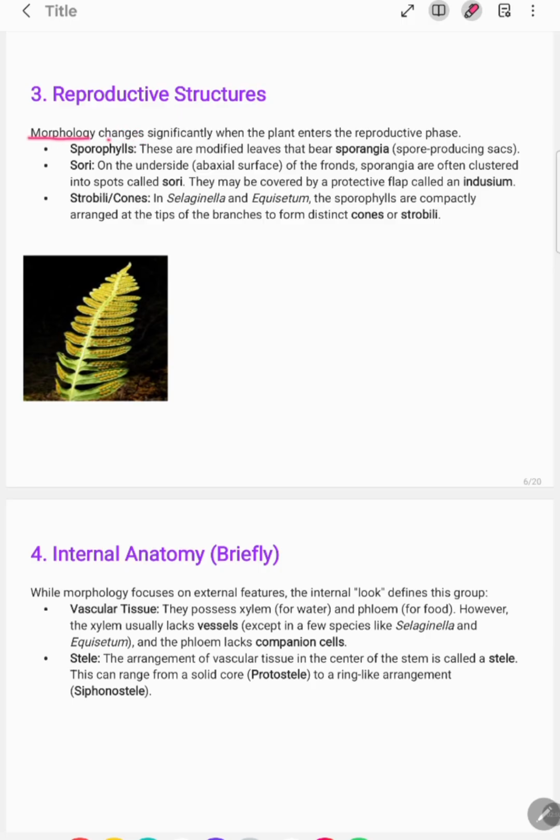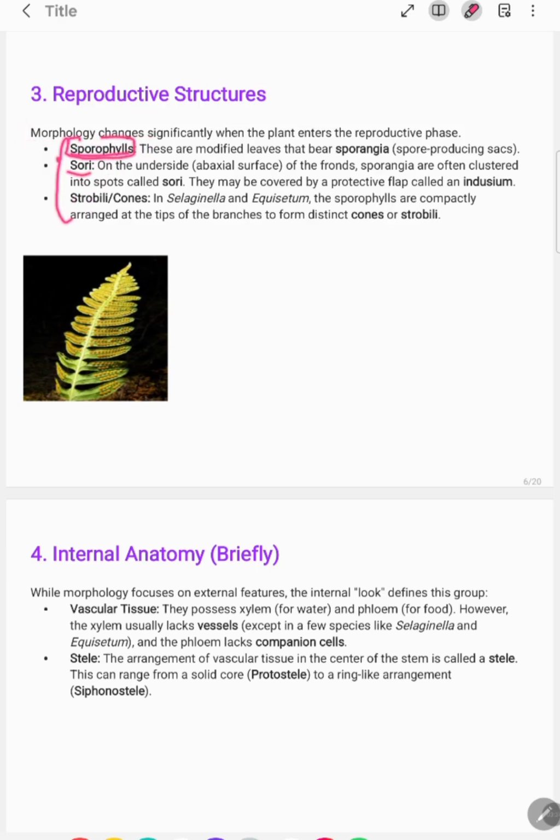See, morphology changes significantly when the plant enters the reproductive phase. What is the morphology? As we have discussed earlier, the visible characteristics, or you can say the visible features. As the plant enters the reproductive phase, there are significant changes in its morphology. What are these? Let's study.